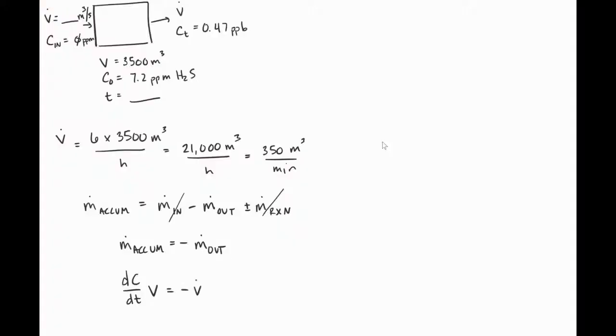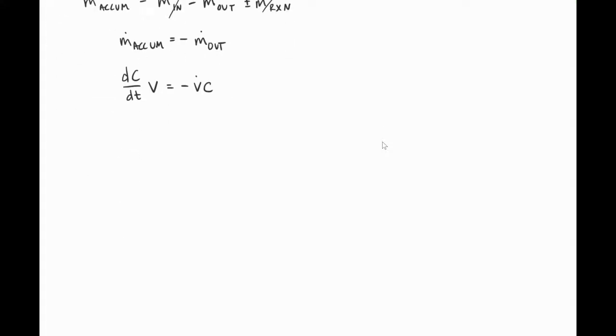Our m dot term is going to be the mass flow rate of H2S out of the system. We're going to multiply the volumetric flow rate of air out of the room by the concentration of H2S in the room. Now we need to do some calculus to solve this equation.